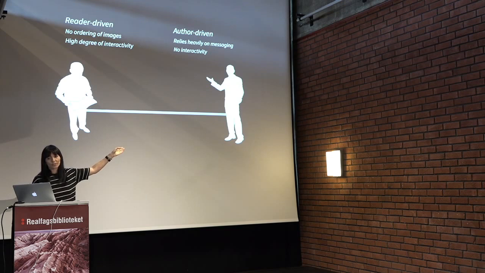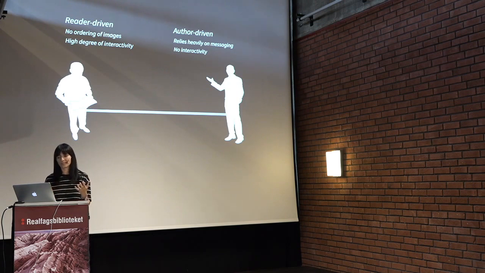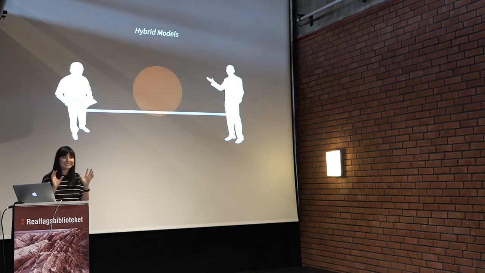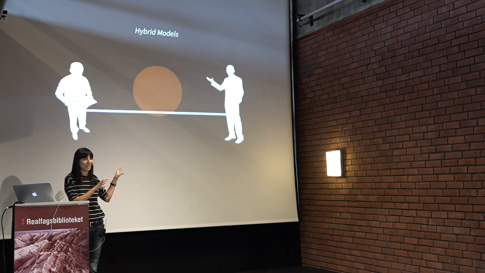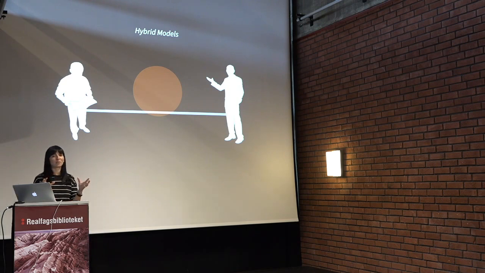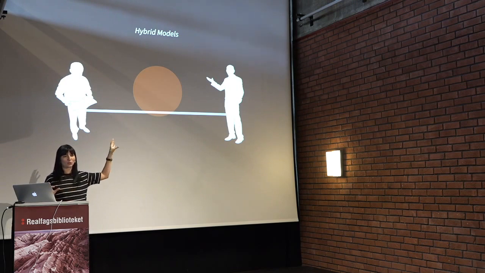A purely author-driven approach, instead, has a very strict linear path through the visualization, relies heavily on messaging, and includes no interactivity most of the time. Examples can include instructional videos, for instance, or films of animation. Think about comics. The nice thing is that most examples of narrative visualizations are hybrid. They fall somewhere in between the two extremes.